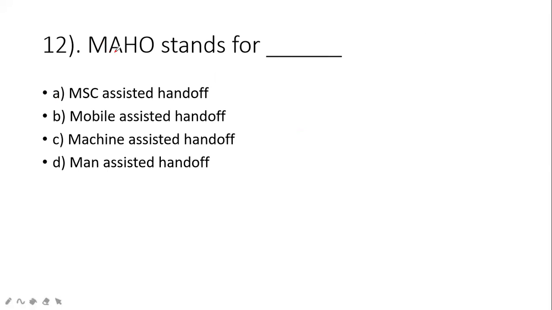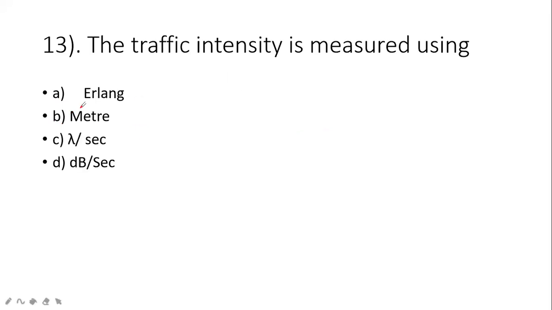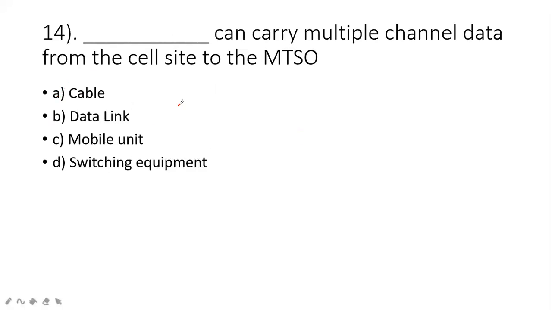Twelfth question, MAHO stands for Mobile Assisted Handoff. So here the answer is B. Thirteenth question, the traffic intensity is measured using Erlang. The measurement of traffic intensity is Erlang. So the answer is A. Fourteenth question, a link that can carry multiple channel data from the cell site to the MTSO is nothing but a data link. So here the answer is B.